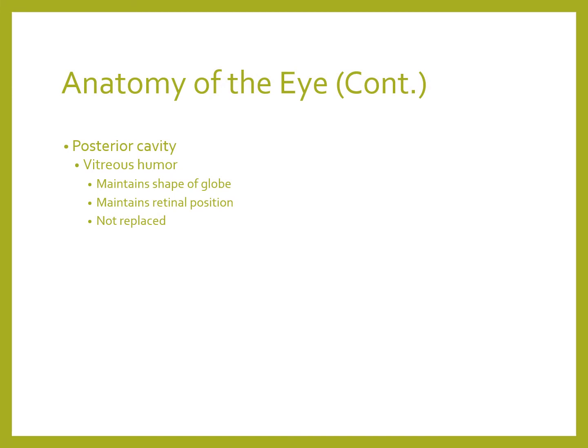The posterior cavity, which is between the lens and the retina, contains a thick substance called the vitreous humor. It's going to have a number of jobs, including giving the globe its shape, keeping the retina in place, and contributing to intraocular pressure. One thing also to keep in mind, the difference between vitreous humor and aqueous humor is that vitreous humor is not going to be replaced. It can't be remade by the body.